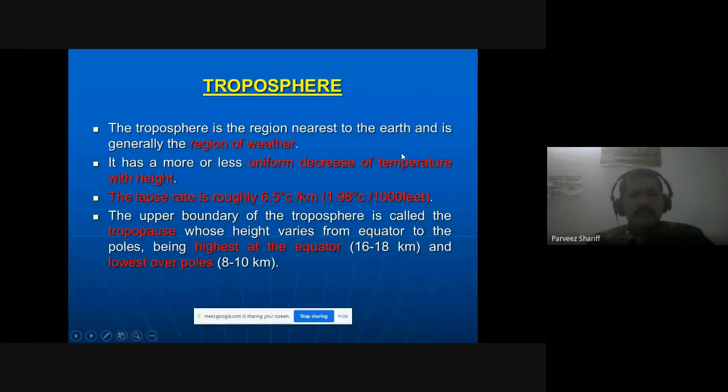Now, we have already seen from the graph that the troposphere is the nearest layer to the Earth's surface. Most of the atmospheric conditions, the rain, formation of clouds, all happen in this troposphere. That is why the troposphere is very important for us to understand and study. As I told you, as we go higher in the troposphere, the temperature starts decreasing. And what is the lapse rate? Lapse rate means the rate at which the temperature drops. That is 6.5 degrees per kilometer or 1.98 degrees per 1,000 feet.